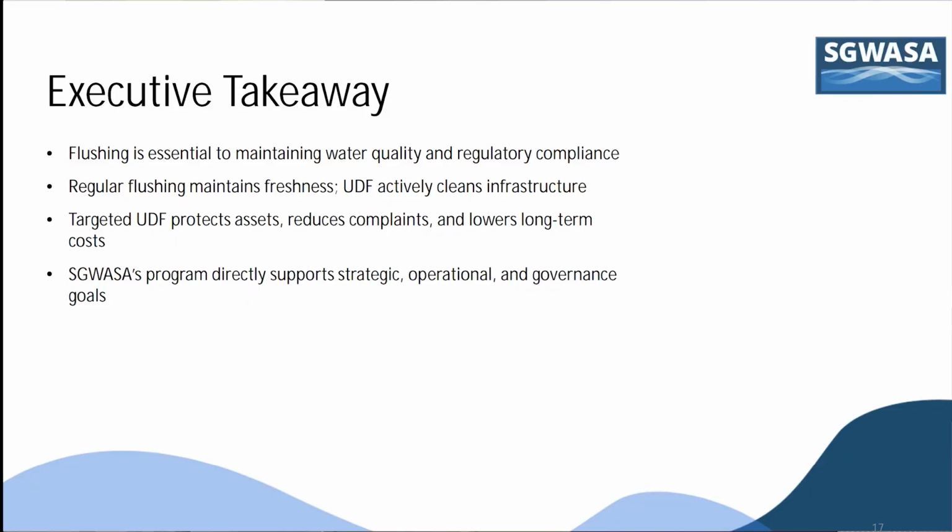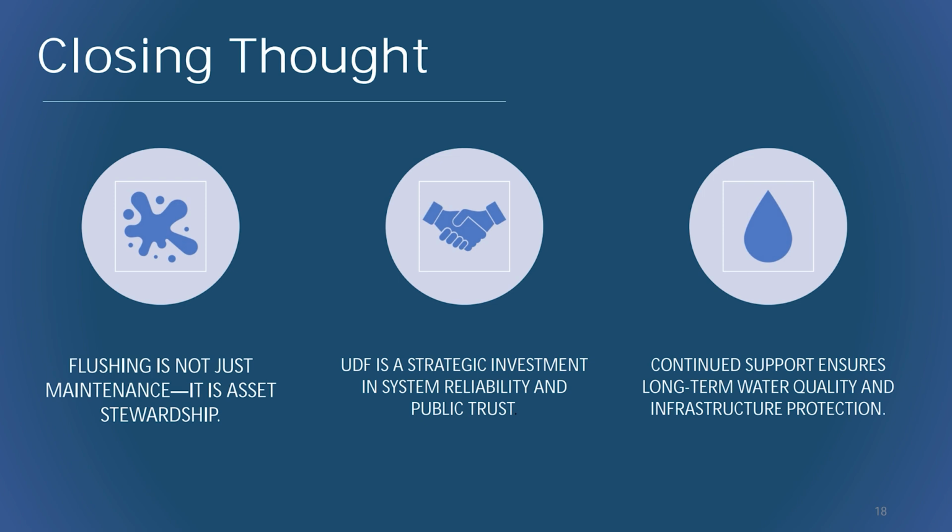So the executive takeaway here is flushing is essential to maintain water quality and regulatory compliance. Regular flushing maintains freshness, but unidirectional flushing actively cleans infrastructure. Targeted unidirectional flushing protects assets, reduces complaints, and lowers long-term costs. SGWASA's program directly supports strategic, operational, and governance goals.